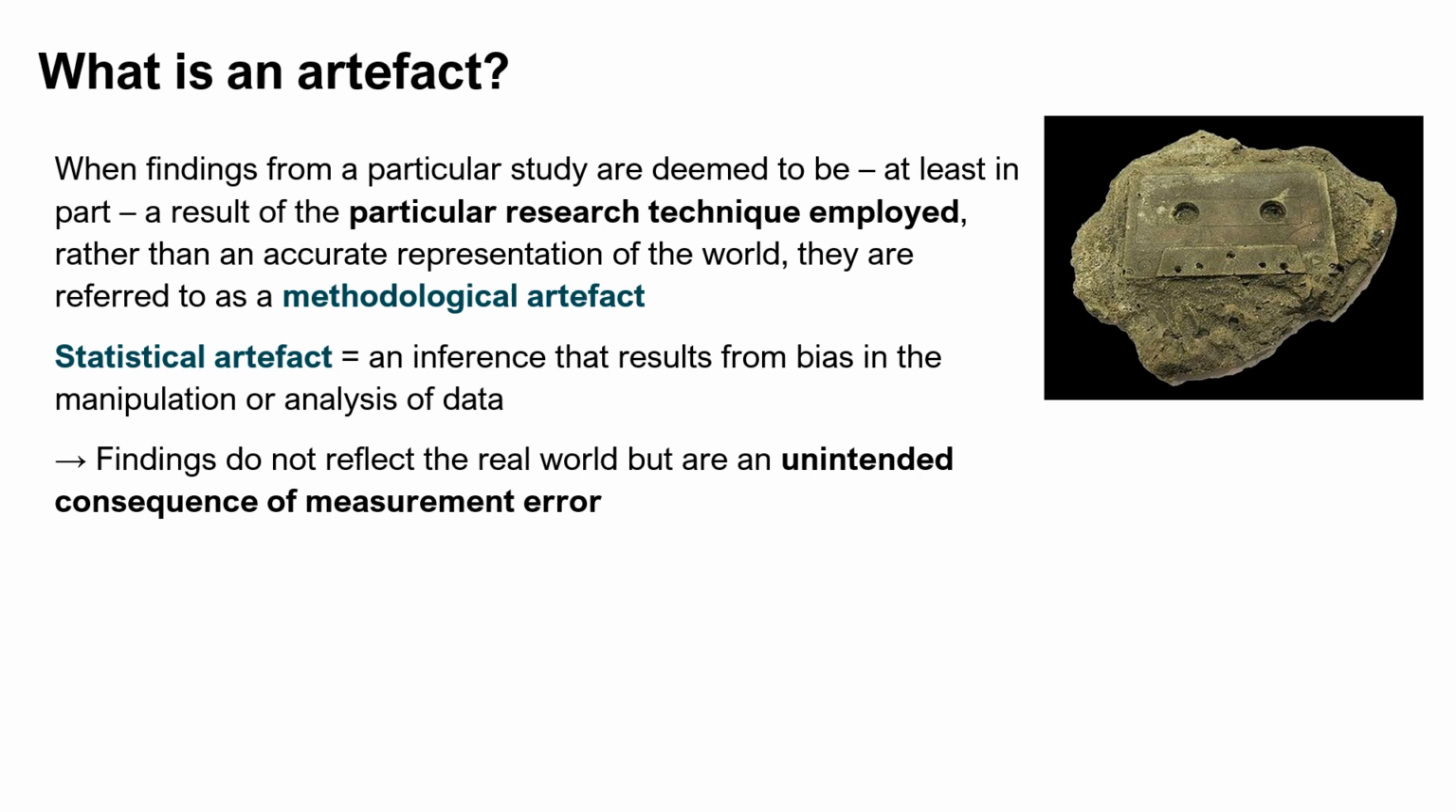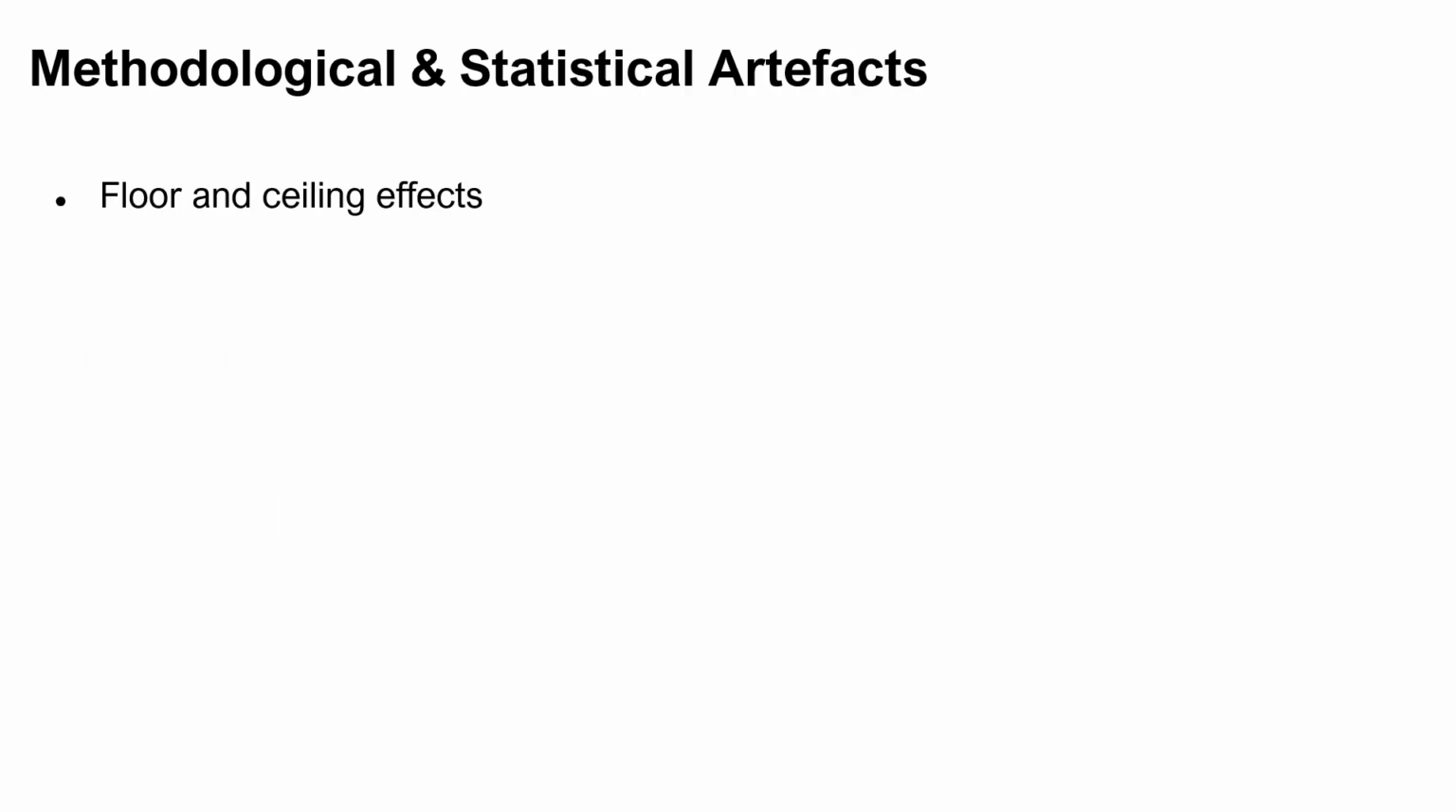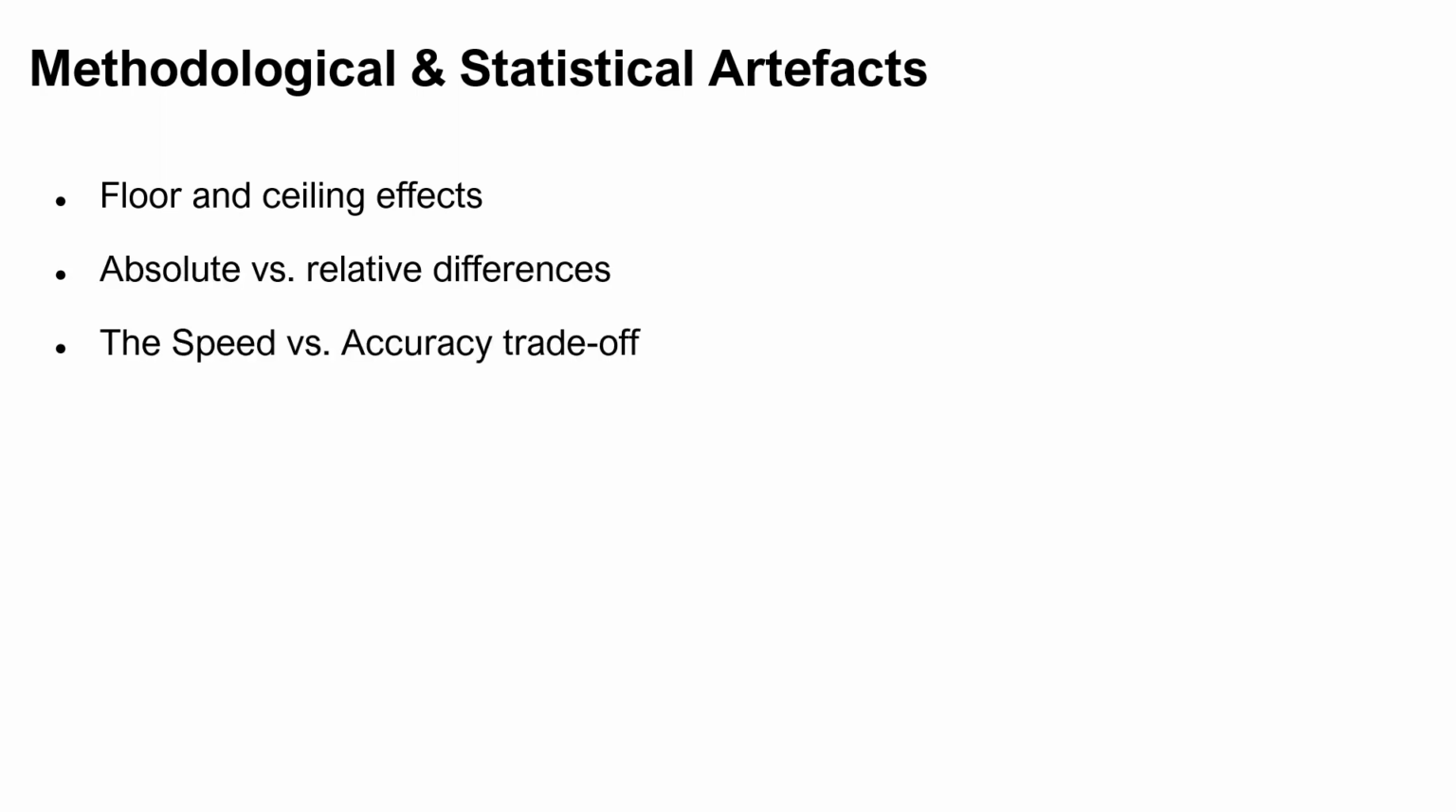So, as a consequence of these research artifacts, findings do not reflect the real world, but they are an unintended consequence of measurement error. We will talk about floor and ceiling effects, absolute versus relative differences, and the speed versus accuracy trade-off. Floor and ceiling effects.